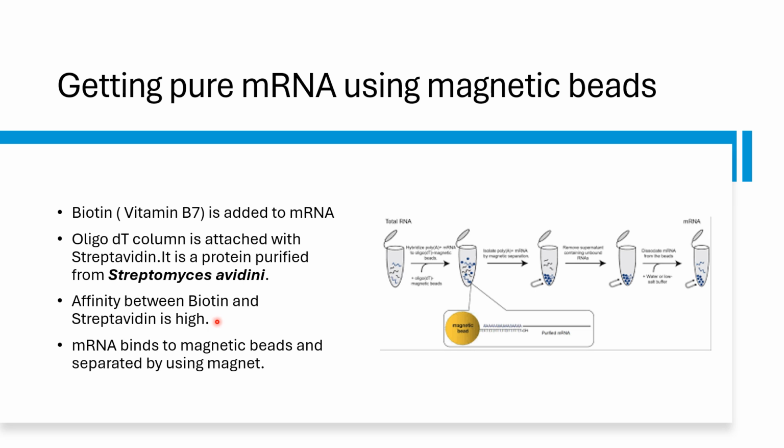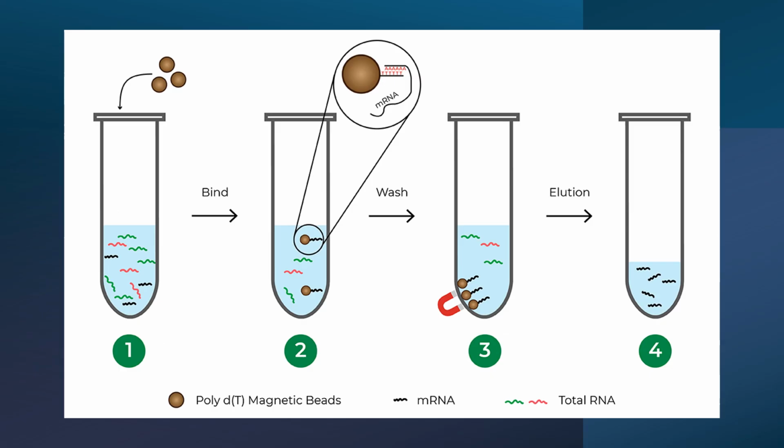At the end, a magnet is used to collect the beads to one side. Then the beads are washed to get the mRNA. So this is how the procedure works, the magnetic capture technique. The beads are made up of some magnetic materials and they are conjugated with the protein streptavidin. mRNA is conjugated with the biotin, that is vitamin B7. Streptavidin and biotin have affinity.